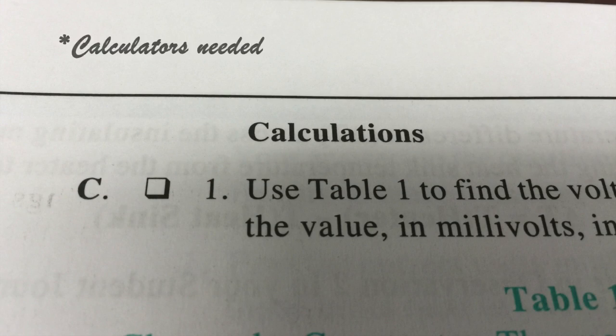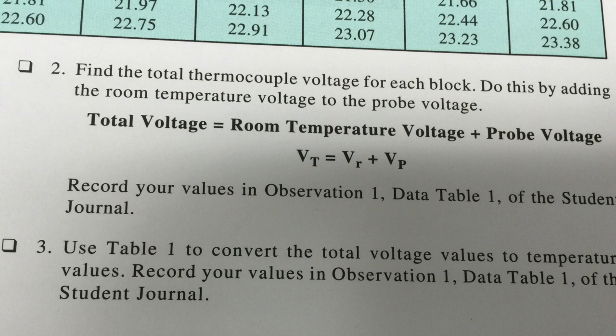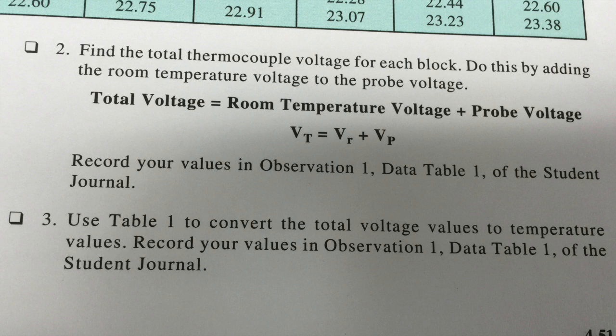Find the total thermocouple voltage for each block. You do this by adding the room temperature voltage to the probe voltage, like you see in this equation. Record that information in your data table. You're going to use Table 1, which is the one that you just saw here, to convert your total voltage from millivolts to degrees of temperature. Record that in your data table.